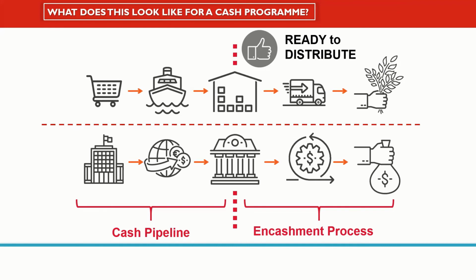You might even find in some cases that you need to do an in-kind distribution of mobile phones or SIM cards before you can begin your encashment process. While goods are not physically moving and many of the transactions are electronic, you will still need to map and monitor both your cash pipeline and your encashment processes to make sure that the programme is running smoothly.